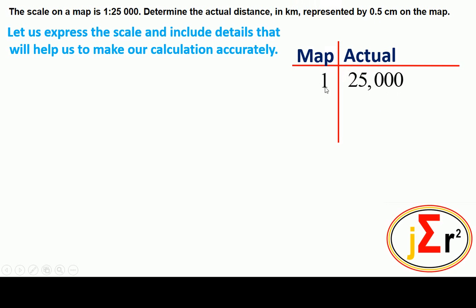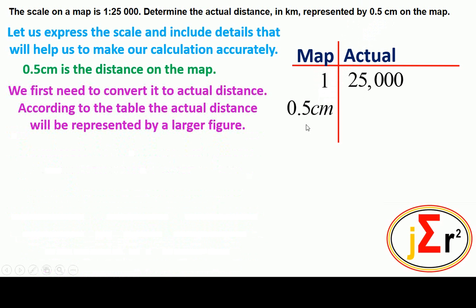So we have 1 to 25,000. The distance on the map is 0.5 centimeter. We get it from right here, 0.5 centimeter. We first need to convert it to the actual distance. According to the table, the actual distance will be represented by a larger figure.